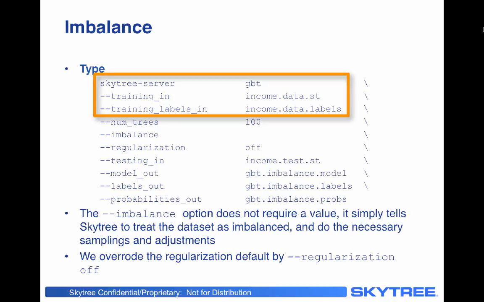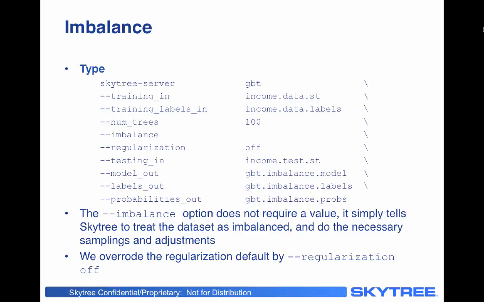As before, we start with the GBT option name and specify the files for the training inputs and the training labels. We won't be doing tuning for this particular run, so we just pick a specific number for the number of trees, namely 100 trees. And then we specify the --imbalance option. So note that we do not specify a value for this option. We're simply using the --imbalance option, which tells Skytree that we would like to treat the dataset as an imbalanced dataset and just do the necessary adjustments.